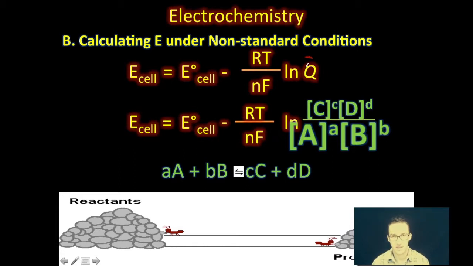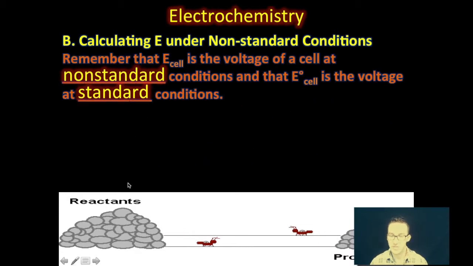And if you are forming your reactants, as shown here, your cell voltage is going to increase. Just keep in mind again that the only difference between standard cell voltage and cell voltage under non-standard conditions is just that little naught symbol.